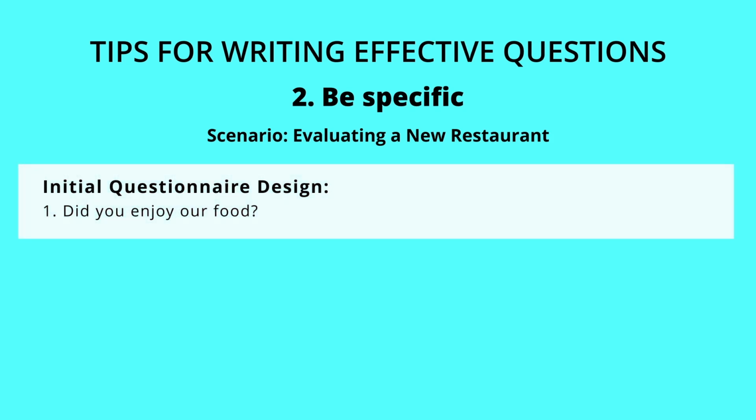One of the questions in their initial draft was, did you enjoy our food? Now, while this question is straightforward, it's quite broad. A respondent might have loved the appetizer, felt neutral about the main course, and disliked the dessert. The question doesn't specify which part of the meal or which day of the visit, so feedback might not provide actionable insights. To get more specific feedback, the restaurant team reformulated the question.